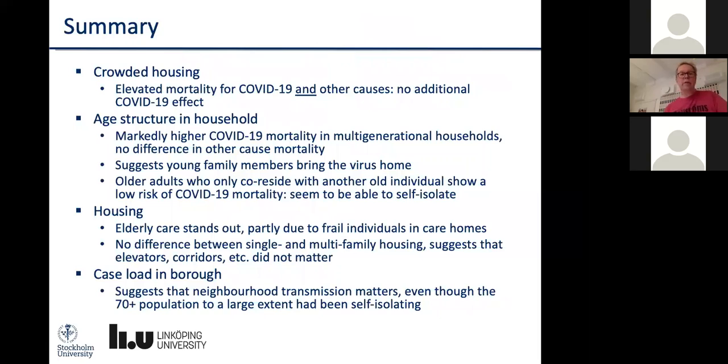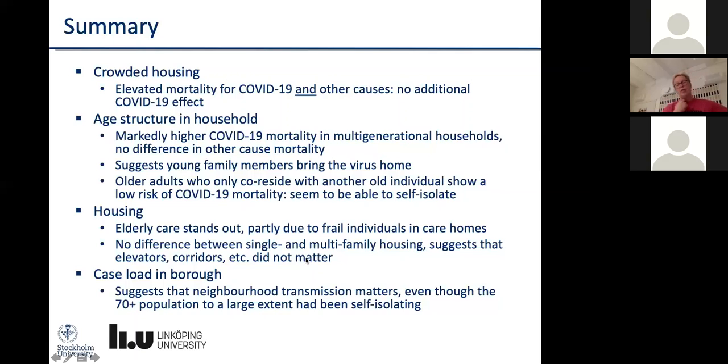Okay, then the summary. Crowded housing: no additional COVID-19 effect. Age structure in the household: yes, it might be dangerous to have a younger household member that brings the virus home. But we could also see that older adults who only lived with another old individual had a very low risk of COVID-19. So it seems that elderly couples are able to self-isolate and live a relatively risk-free life. And elderly care stands out, partly due to frail individuals in care homes.